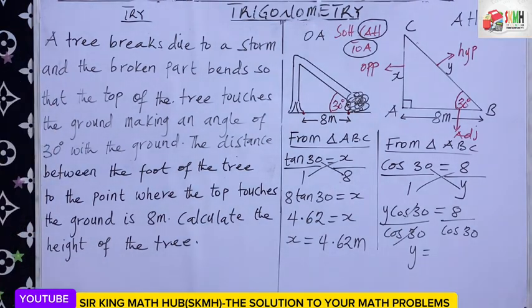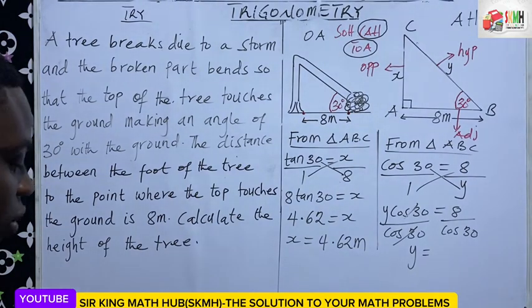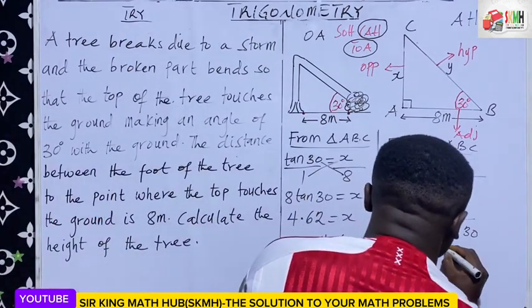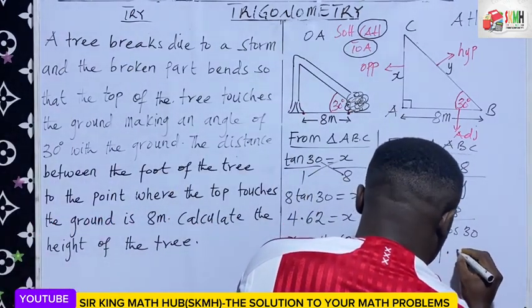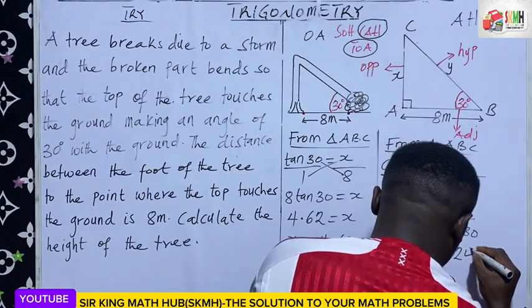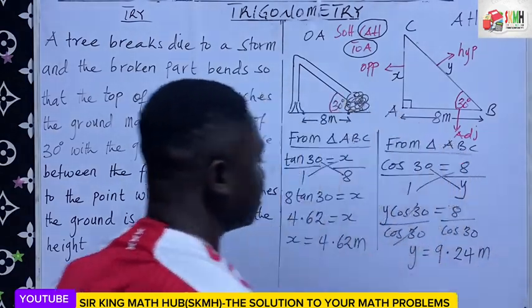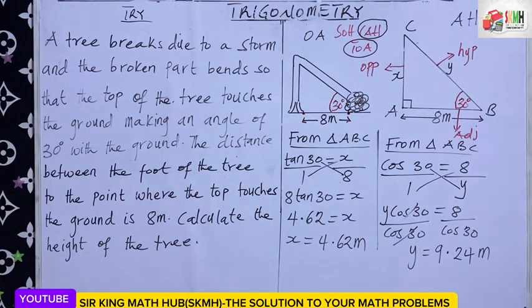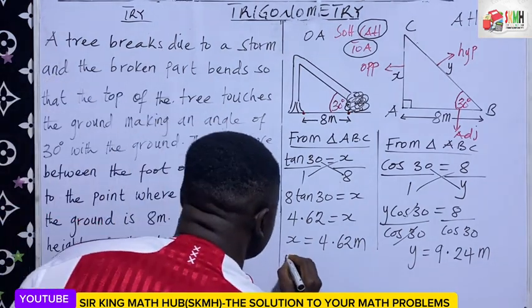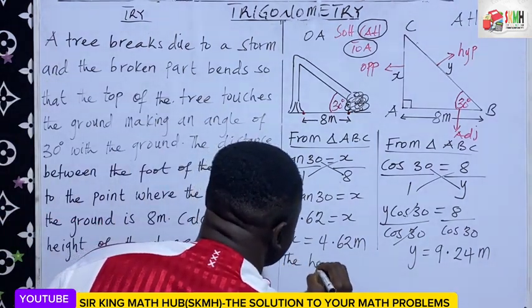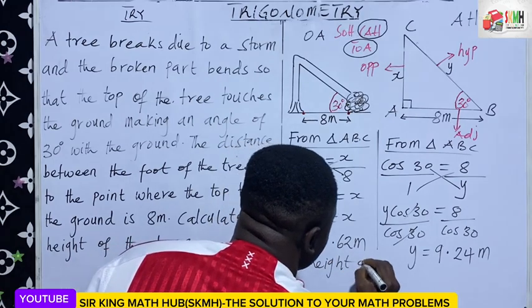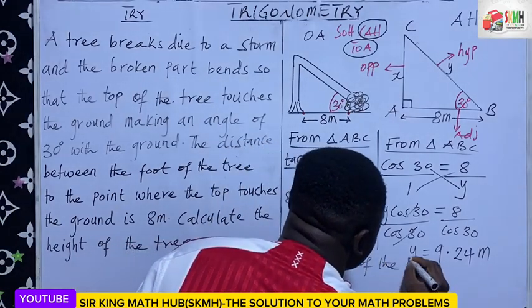So from our calculator, what is 8 on cos 30? To 2 decimal places, that is giving me 9.24 meters. So in conclusion, what is the full height of the tree?